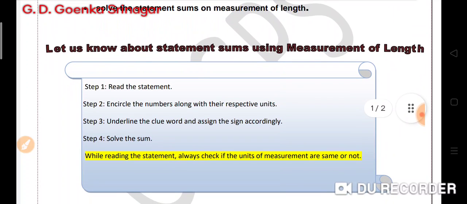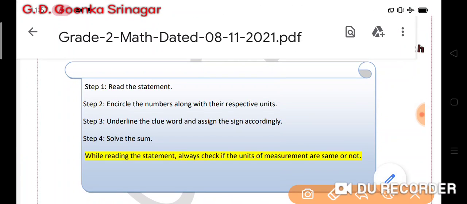Dear Goinkins, before starting with the statement sums, you have to keep some important steps in your mind. You will remember these steps and follow them, and accordingly you will solve your statement sums. The first step is to read the statement. Then you will circle the numbers along with their respective units.